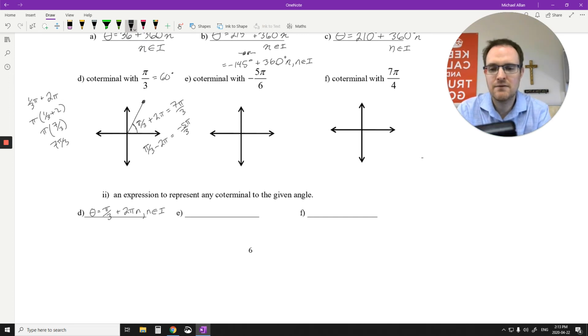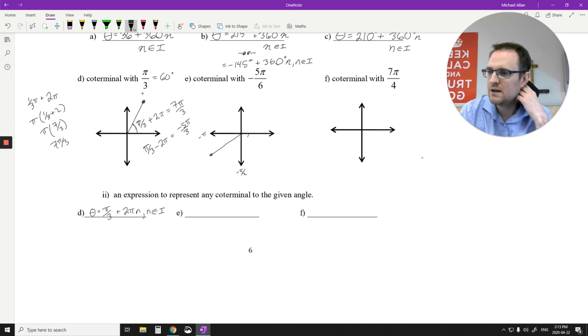So negative 5 times 180 divided by 6. That is negative 150. So that's in this quadrant down here. It's not quite negative pi yet. So it's somewhere in there. And to find the coterminal angles, you either add a pi or subtract a pi. So plus or minus 2 pi here. I'm going to just ignore the pi's because they both have a pi in them.